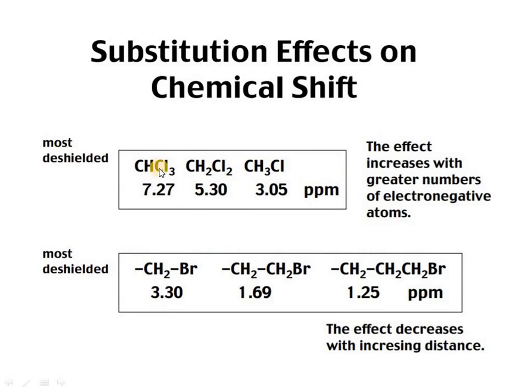Now again, if there are 3 halogens in this, 2 halogens in this, 1 halogen in this, so this will have a greater electron withdrawing effect, so it will be most deshielded, 7.25. In this only 2 halogens, 5.3. In 1 halogen, 3.05. The effect increases with a greater number of electronegative atoms, and if the distance increases, the nearest proton will be most deshielded, and then the next protons will be less deshielded, and the third carbon will have still less deshielded protons, 1.25. So the effect decreases with increasing distance.